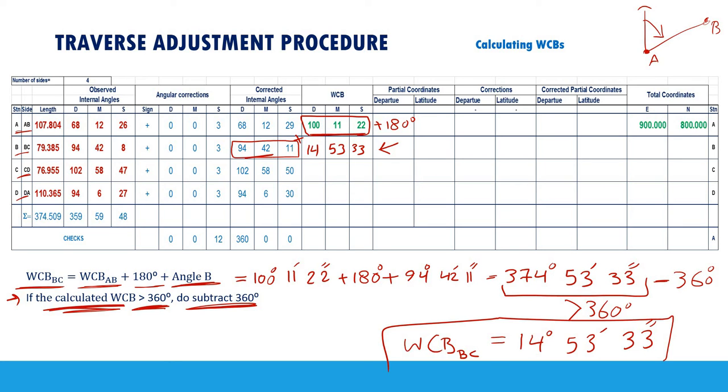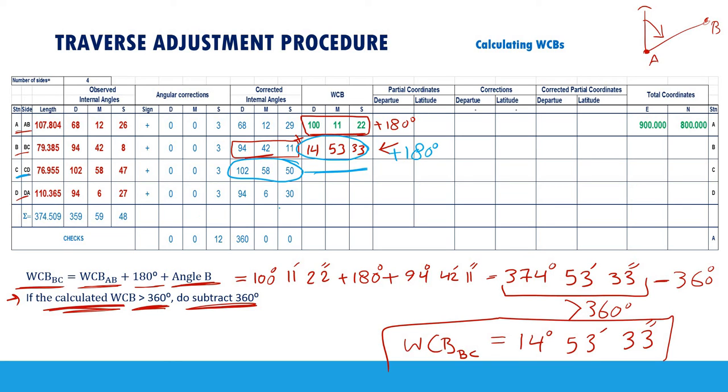Okay, and so on, guys. Now to calculate the whole circle bearing of line CD, it would be the whole circle bearing of line BC, this number, plus 180 plus angle C. And if the answer is more than 360 degrees, take away 360. If it's less than 360 degrees, write it down here as it is.